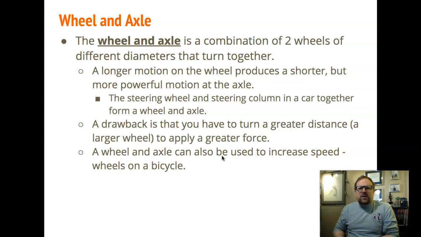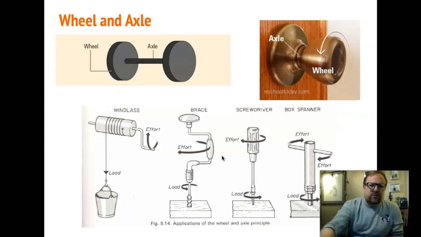And the wheel and axle can also be used to increase speed, like the wheels on a bicycle. So think of the wheels on a bicycle as opposite to a steering wheel. We move our pedals, which is a little wheel, which is hooked up by a chain to a bigger wheel. So it's still a wheel and axle, but the axle is where your pedals are. The wheel is the actual wheel of your bicycle. And so we apply a lot of force to the pedals to make that big wheel spin faster, so that we can go faster on our bikes.